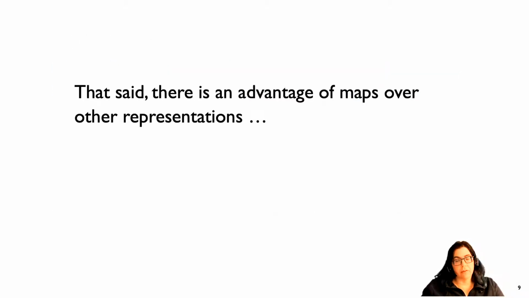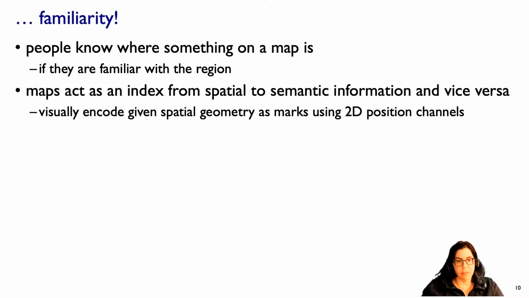So the great advantage of maps over other kinds of representations is it's familiar. People know where something on a map is. Of course, if and only if they're familiar with the region. But if they are, then maps act as an index from spatial to semantic information and vice versa. So in this case, what we're doing is we're visually encoding given spatial geometry as marks using the two-dimensional position channels rather than choosing position freely, as we talked about a lot when we were using tabular data.